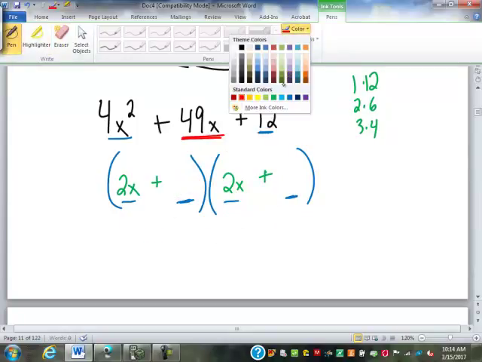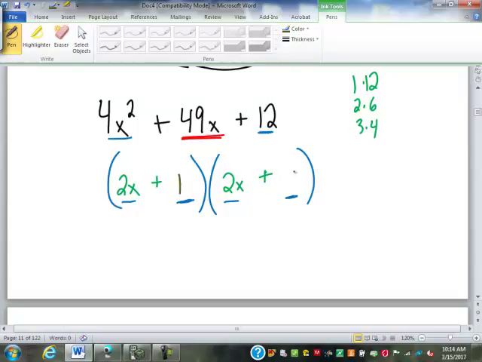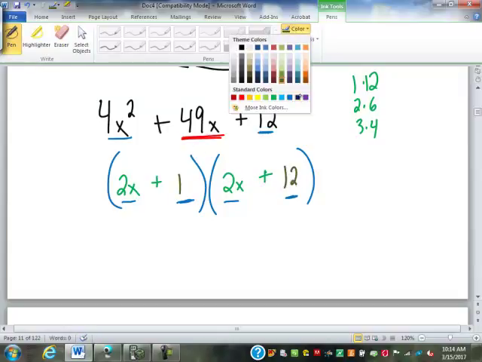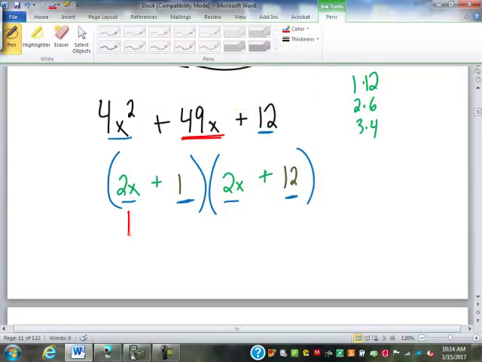So let's try the 1 and 12. 2x times 12. Well, 2x times 12 is 24x. 1 times 2x is 2x. 24x plus 2x is 26x. Still not 49x. Does it matter if we switch their order here? No, these are both 2x. So switching the 1 and the 12 isn't going to change anything.